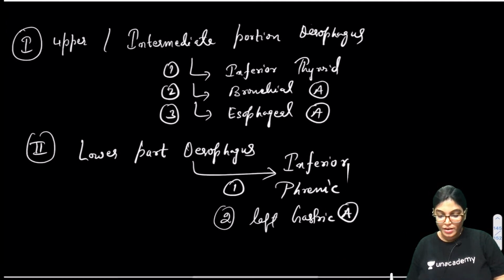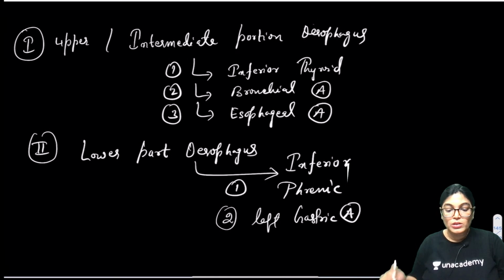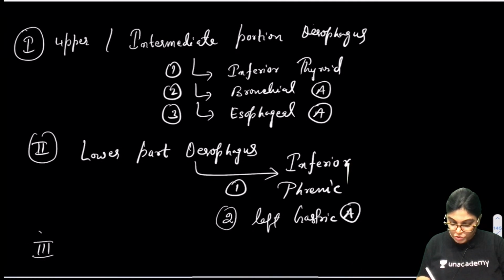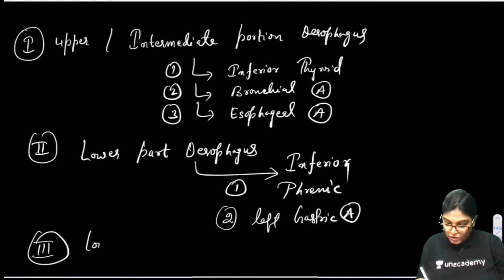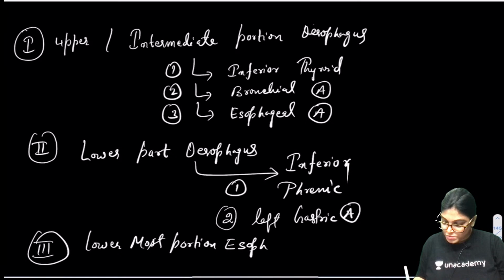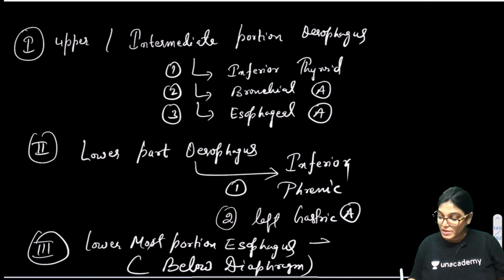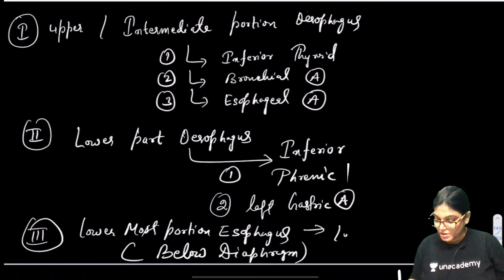Got it? Now, if I talk about the lowermost portion of the esophagus, that is after piercing the esophageal opening of the diaphragm, the lowermost portion means below the diaphragm. What is the blood supply source, my dear friends? The source is left gastric artery.